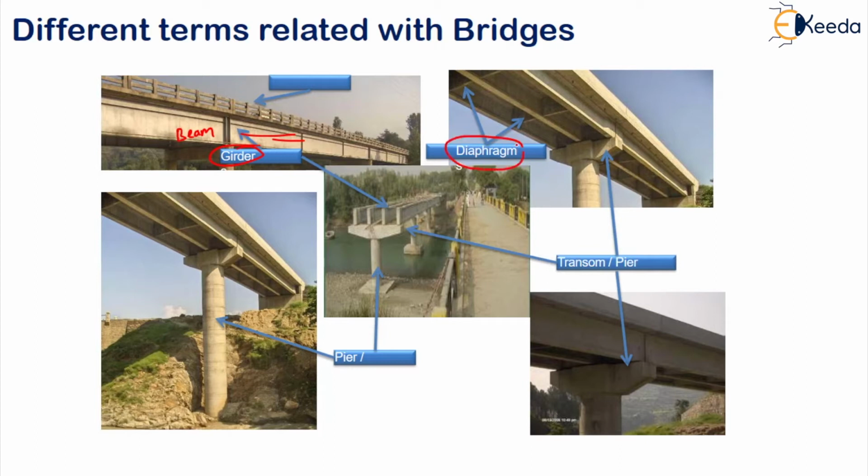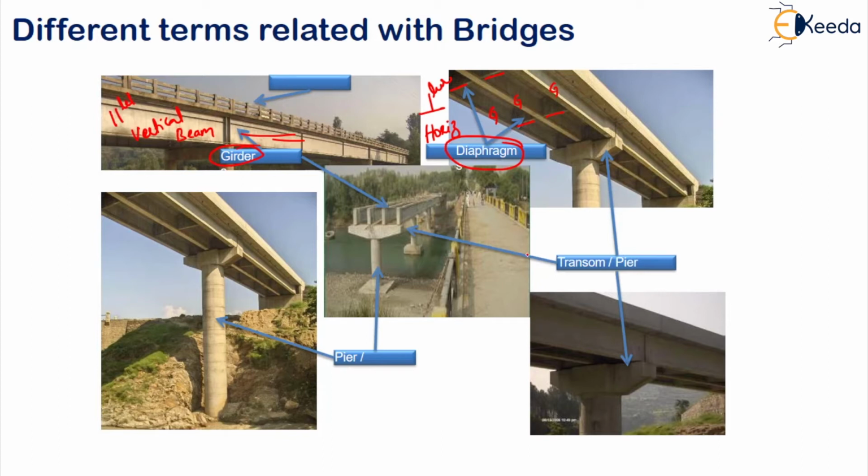Then the second one is your diaphragm. Diaphragms are the horizontal members like this in order to support your girders. If you see, this is a girder, this is a girder, and this is a girder. In order to connect and support your girders, you will have diaphragms. So these are in the horizontal direction and these are in the vertical direction. When I say vertical direction, it is in the direction of the bridge, right? This is perpendicular to the direction of the bridge. So you can write it as perpendicular and here parallel, right?